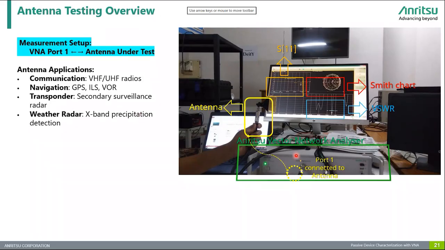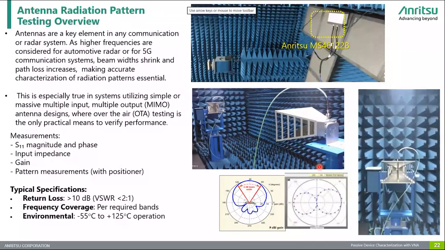Using a VNA, we can validate return loss S11 to ensure minimum signal reflection, VSWR to confirm good impedance matching, and input impedance to aid in matching network design. This setup is essential for both development and maintenance in communication systems, ensuring safety, reliability, and compliance with the standards. Now we will discuss another testing type, the radiation pattern of antennas.